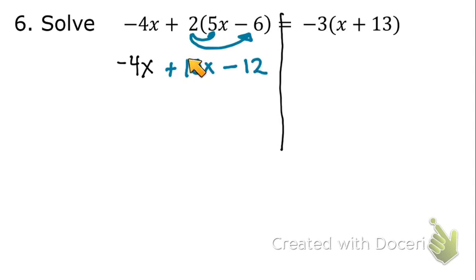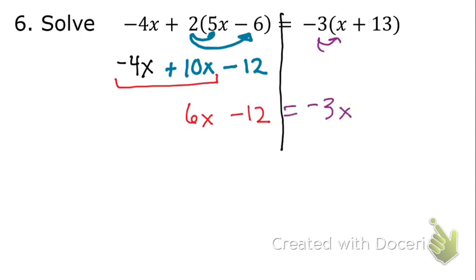All right, before we continue, you need to realize that we got some like terms here, and we need to put them together. In your head or in the calculator, type in negative 4 plus 10. Negative 4 plus 10 is just 6. And we bring it down. Again, I did not do the opposite to combine them. All right, now let's go to our right side. Let's distribute. We're going to get negative 3x, and then negative 3 times 13 is negative 39. So now we can begin our solving.